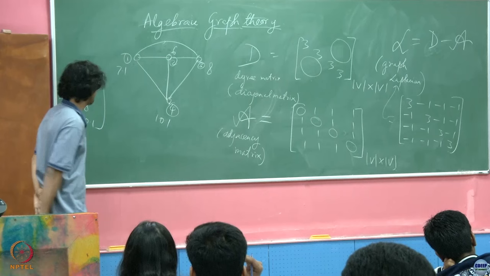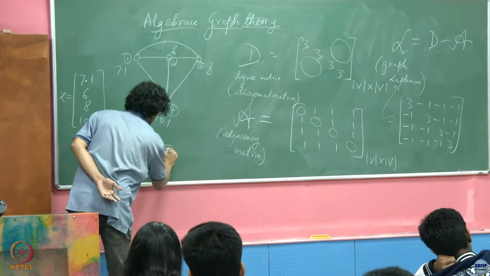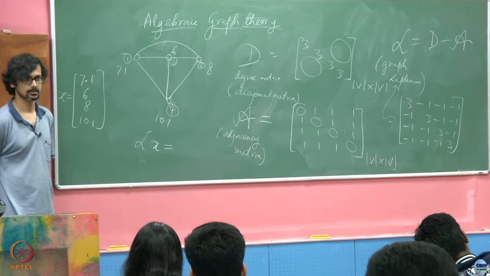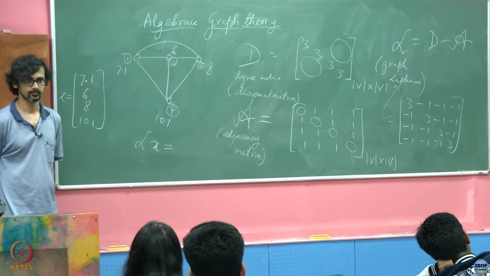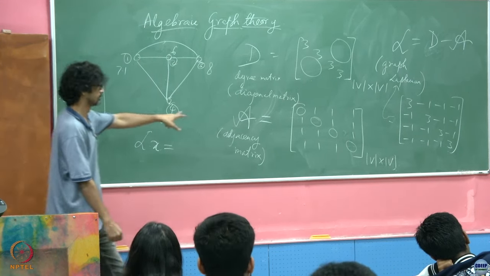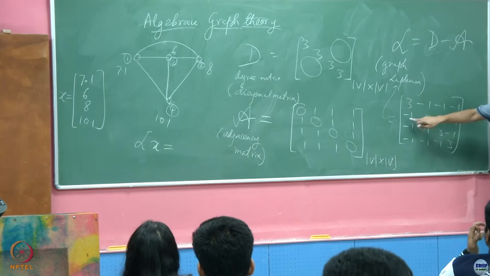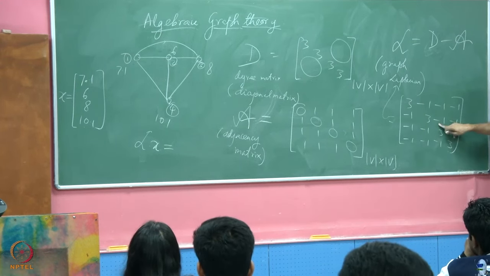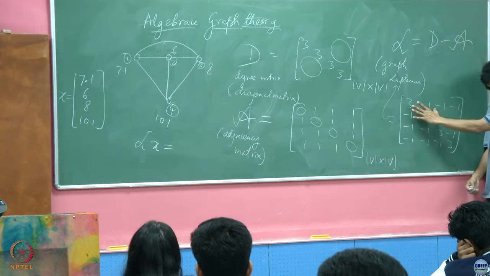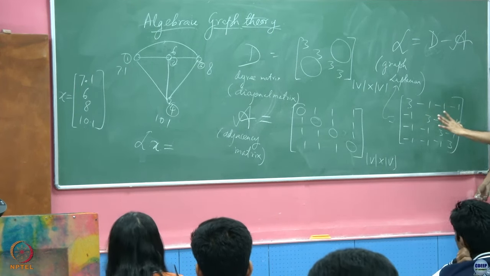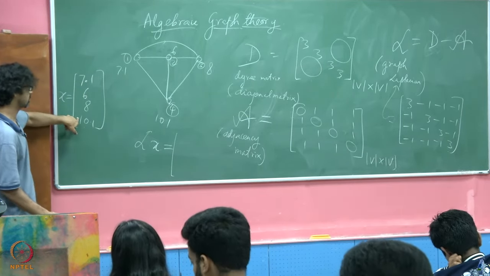Right, and I look at the object LX. What is this going to be equal to? The first entry is going to be 3 times x1 minus x2 minus x3 minus x4. Second entry is going to be minus x1 plus 3x2 minus x3 minus x4. If you distribute them, is it not like writing x1 minus x2 plus x1 minus x3 plus x1 minus x4? Right? So essentially, this is going to be like 7.1 minus 6 plus 7.1 minus 8 plus 7.1 minus 10.1.